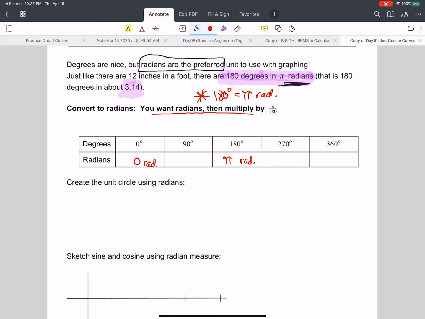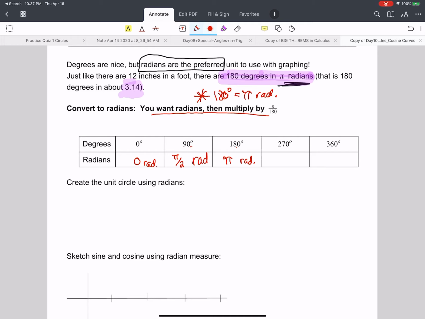Now you can do a little conversions. You want radians multiplied by pi over 180, and I'll show you how to do that. But you can also use a little common sense. 180 degrees and 90 degrees. Well, 90 is half of 180. So what are you thinking 90 is going to be here in radians? That's right. It's half of pi.